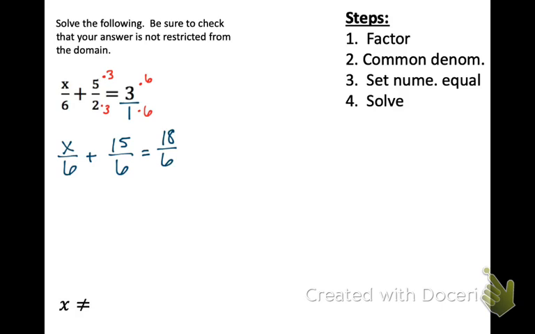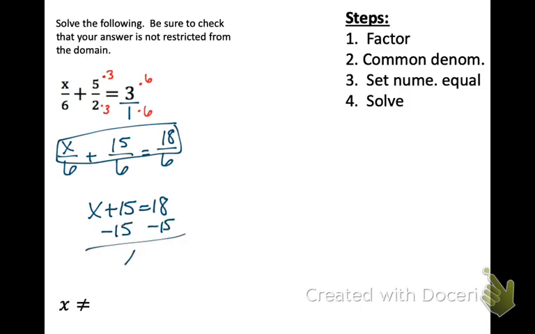Now that my denominators are all the same, I can just focus on the numerators. So I'm going to take this equation, x plus 15 equals 18, and I'm going to solve it. And there's my final answer. The only thing I have to check is my restricted values. Since there aren't any x's in the denominator, I don't have any restricted values, so 3 is just my answer.